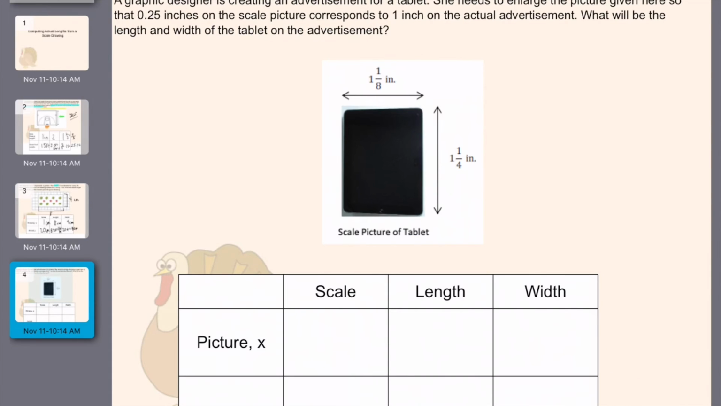One last question. A graphic designer is creating an advertisement for a tablet. She needs to enlarge the picture here so that 1/4 inches on the scale picture corresponds to 1 inch on the actual advertisement. What will be the length and width of the tablet on the advertisement?